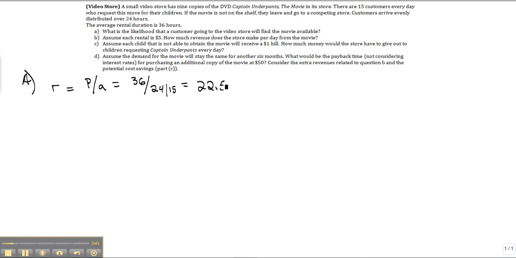Since we know that there are 9 videos that the store currently owns, that is our M. And we can use these two values to find the probability that a movie is not there using the Erlang loss table. That probability is 0.6244. The question asks for the probability that the movie will be available, though, so we'll take that and subtract it from 1 to get a probability that it is there of 0.3756. And that's your answer to part A.